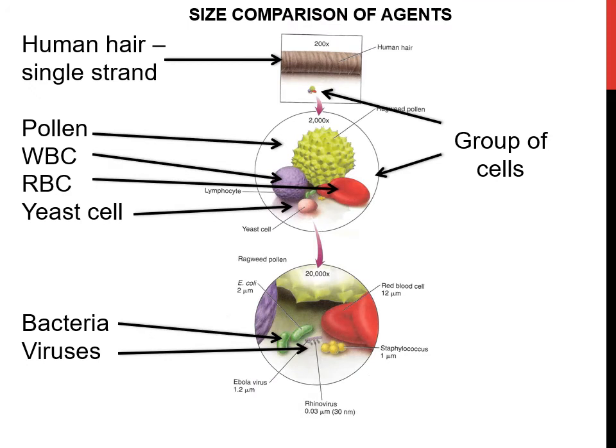Okay, so this is just a size comparison starting with a shaft of a human hair and then going downwards. And if we go to the bottom, you can see how microscopic a virus is, even compared to a bacteria, right? And then if you compare a bacteria to a red blood cell or a white blood cell, there's a big difference in size, okay?